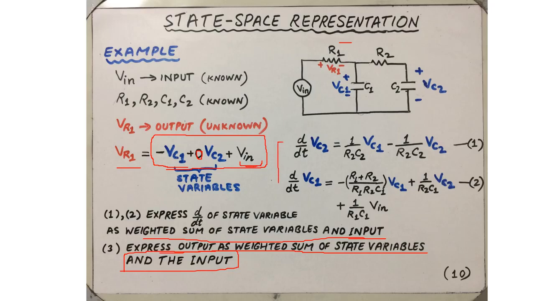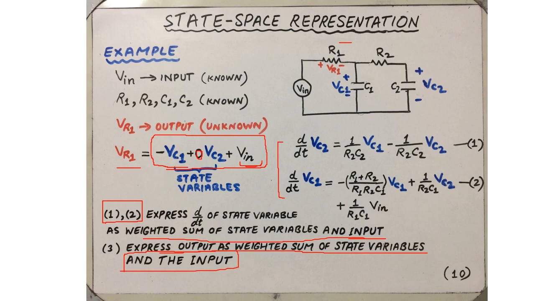Equations 1 and 2 are the same as before. So therefore, only the output has been changed. Therefore, there is no change in the first two equations because they do not contain the output variable such as VR1 or VR2.